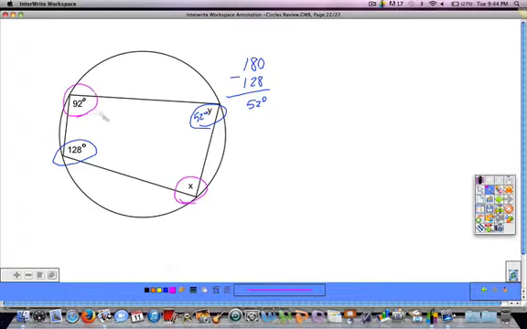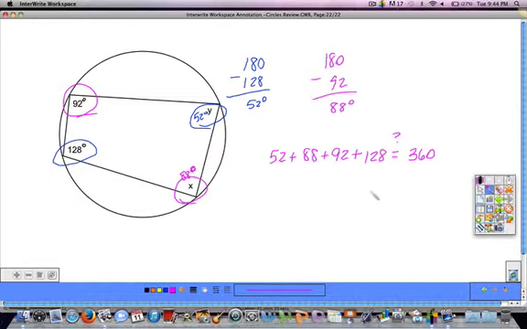And then these are also supplementary. So 180 minus 92 gives me 88 degrees. So x is 88 degrees. How could you check to make sure you're right? It's a quadrilateral, right? How many degrees are in a quadrilateral? 360. So you can do 52 plus 88 plus 92 plus 128 and see if it equals 360. If it does, you are good to go. You've answered correctly. This is an inscribed quadrilateral, and you hopefully made an A on the test.